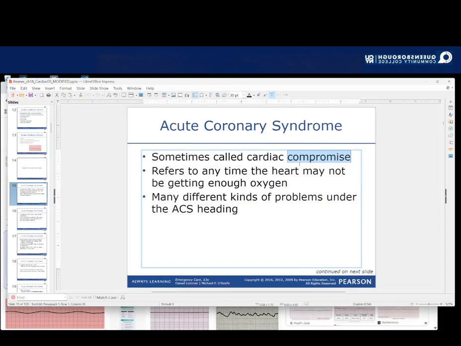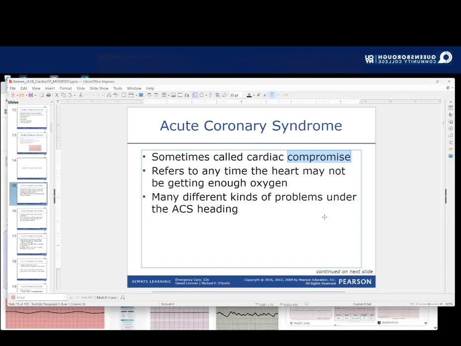Sometimes called cardiac compromise because it's not a stopped heart. It's not complete heart failure. If it was a stopped heart, then we wouldn't call it acute coronary syndrome. We would call that cardiac arrest. And you know what to do for cardiac arrest, right? You all have your CPR certifications by now, or at least you're eligible for it and the cards are on the way.